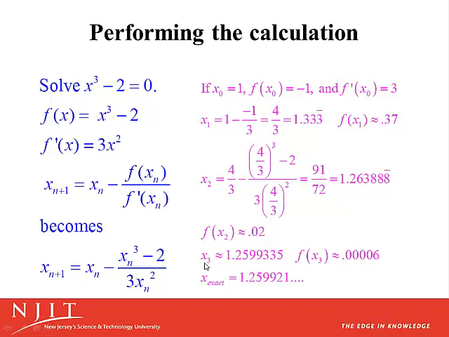If we do it one more time, we find x3 is 1.2599335 and more digits. And the y value there is about 6 times 10 to the minus fifth. So we see that the y values are getting very close to 0. We note that we started with a y value of -1, then 1/3, then 0.02, then 0.0006, and the true answer is 1.259921. So we see that after 3 iterations, we are correct to 1, 2, 3, 4, 5 terms. We have 5 decimal places that are correct.